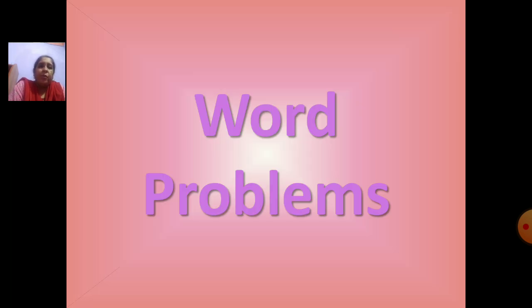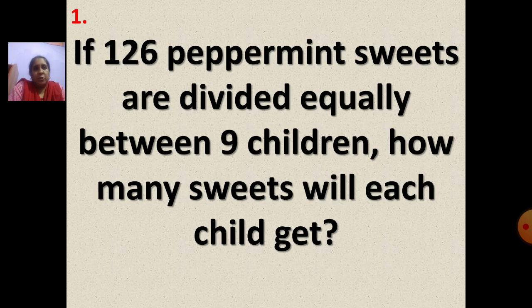Now in today's video we are going to do word problems. See the first question: if 126 peppermint sweets are divided equally between 9 children, how many sweets will each child get? Now you know how to do division sums, children, okay? Before, this is a word problem, so first you have to write the statement and then do the sum. You have to write down these sums in your book, okay children? So let us see how to write the statement.